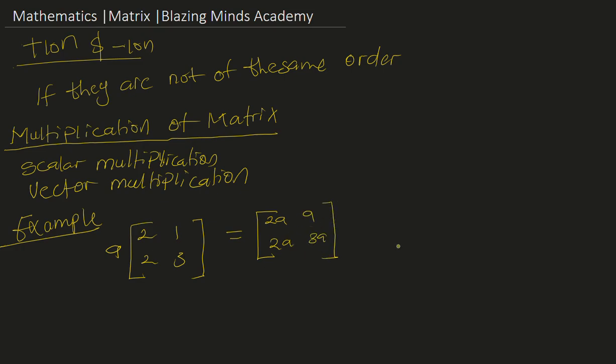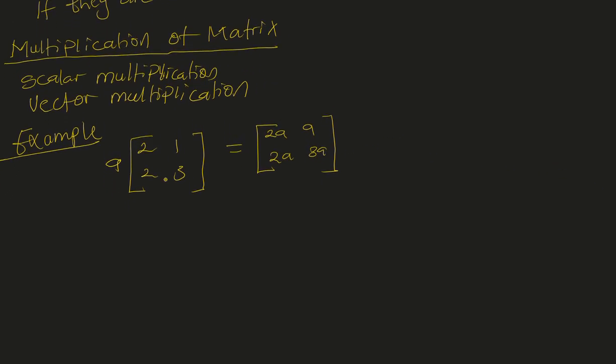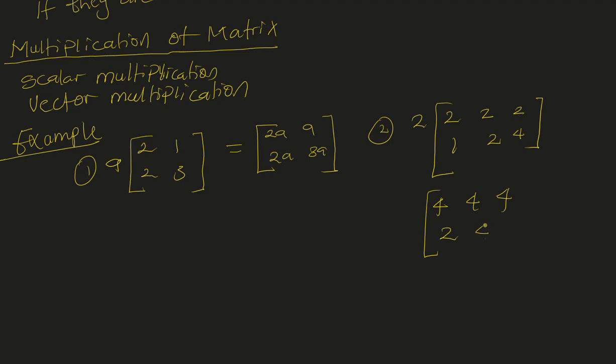Let's use numbers. Let's say we have example 1. If I have 2 and it's being multiplied with the matrix 2, 1, 2, 2, 4, this is going to be what? 2 times 2 is 4, 2 times 1 is 2, 2 times 2 is 4, and 2 times 4 is 8. This is a scalar multiplication. This is how we carry out our scalar multiplication. Very simple and straightforward.